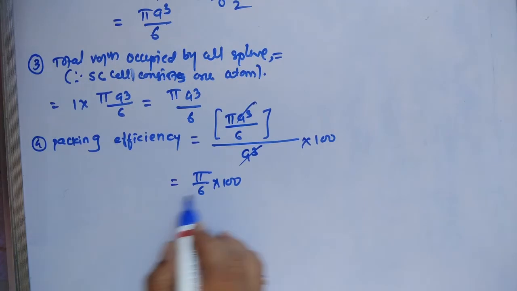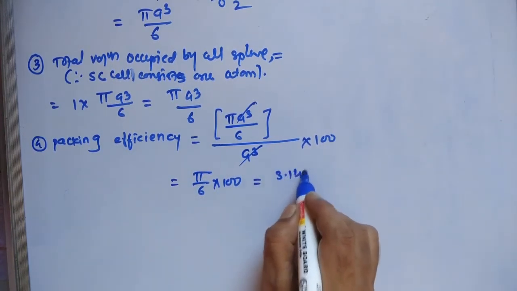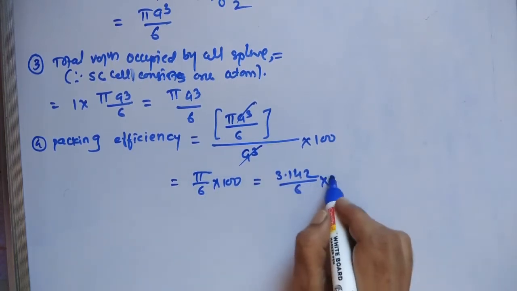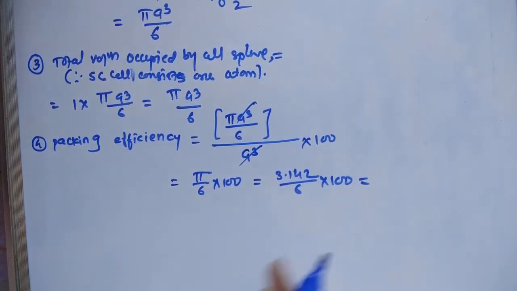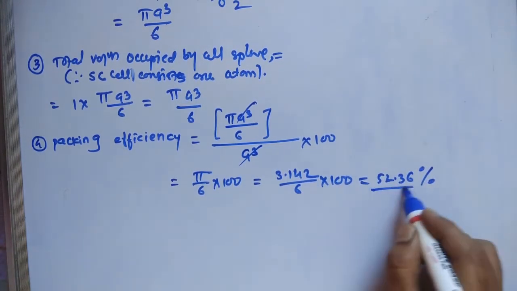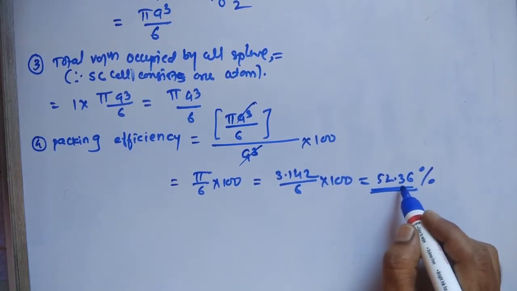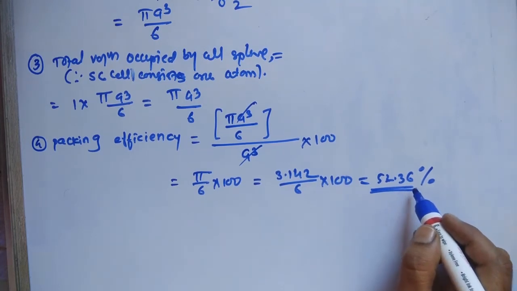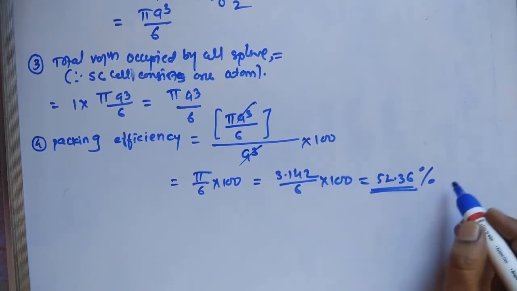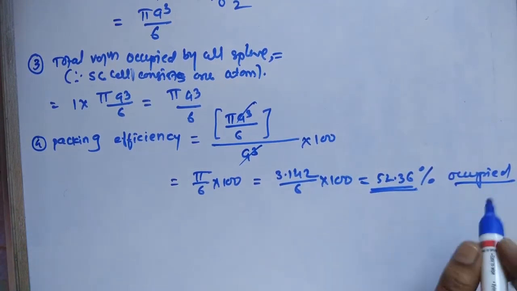Okay, so I can write that is equal to 3.142, this is the value of pi, divided by 6 into 100. After calculation of this multiplication and division, you will get 52.36, the final answer, that is 52.36%. So this is the packing efficiency, meaning out of the 100% volume of the unit cell, only 52.36% is occupied by the particles or atoms or spheres.